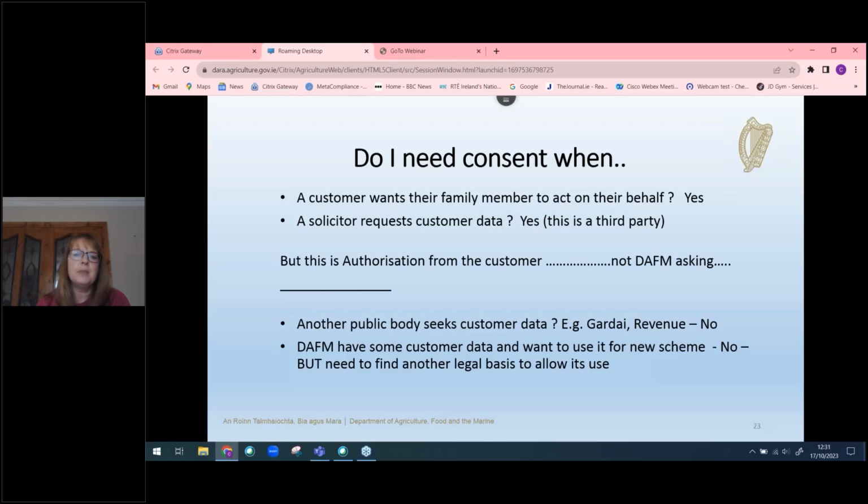So if the department has customer data already and we're considering using it to set up a new scheme or a new process, do we need the customer's permission then? Do we need consent then? Again, no. But we need to find the appropriate legal basis to use in those new circumstances. And again, there probably is one if you look closely enough. If you can't find it, come to the Data Protection Unit and we might help you. But don't just assume you can go back to the customer and seek their consent. That is probably not in order.